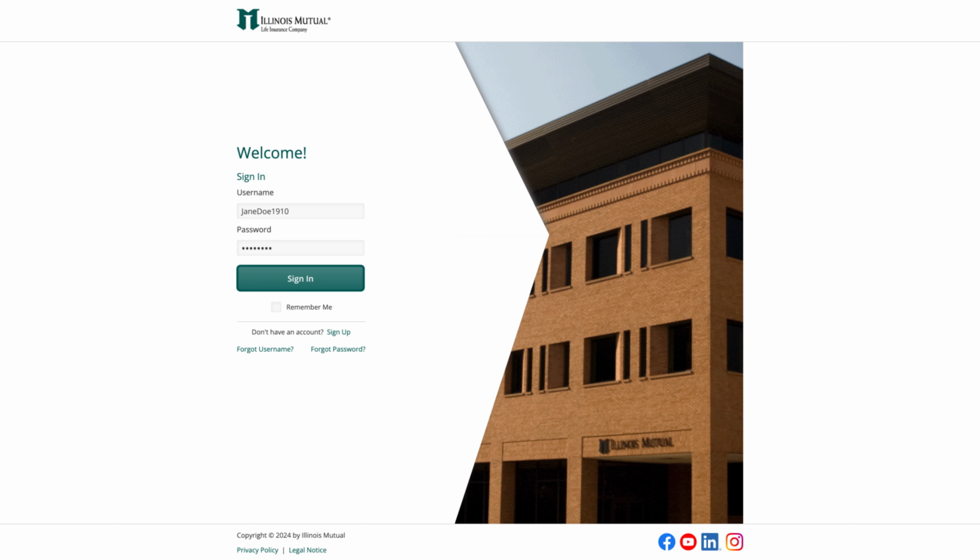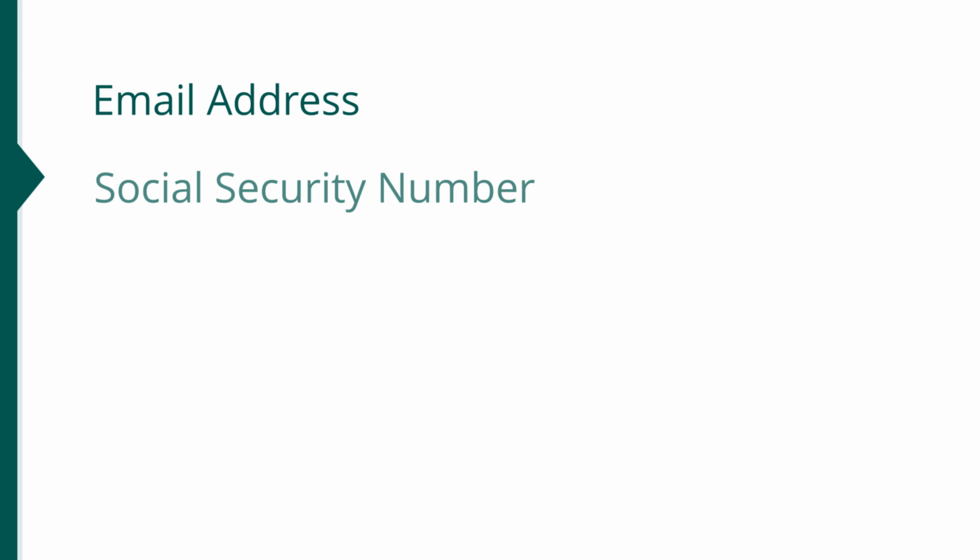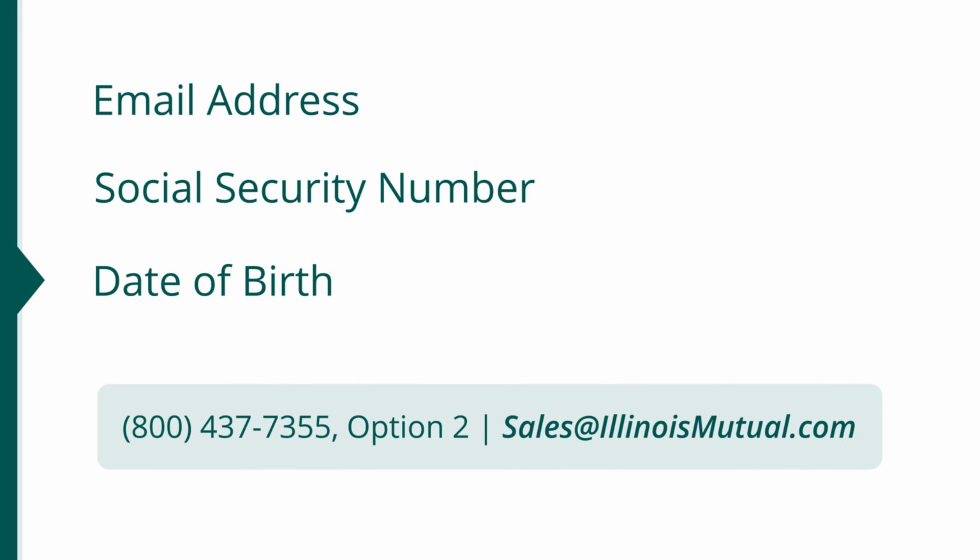For the registration process to be successful, Illinois Mutual must have your email address, social security number, and date of birth on file in our system. If you are unsure of your agent code number or the email address you have on file, please feel free to reach out to your sales team and we can assist you.